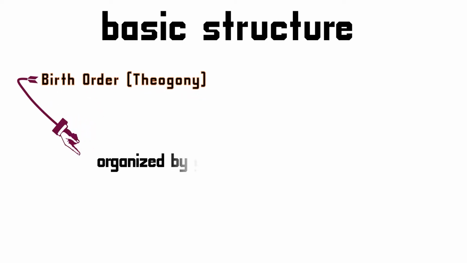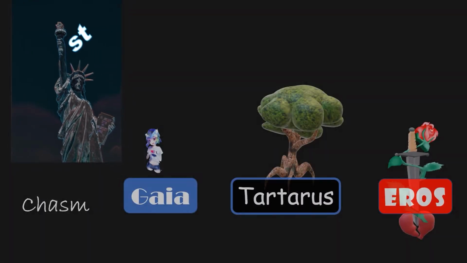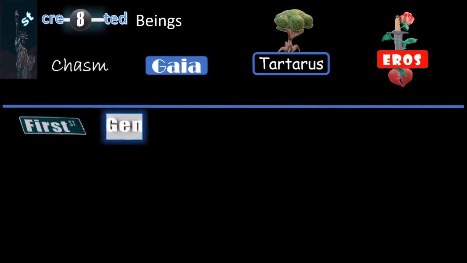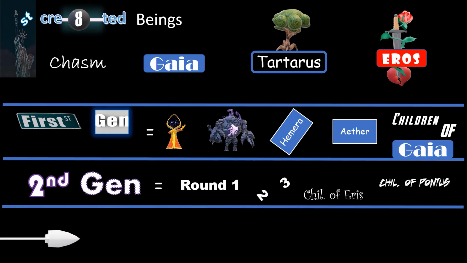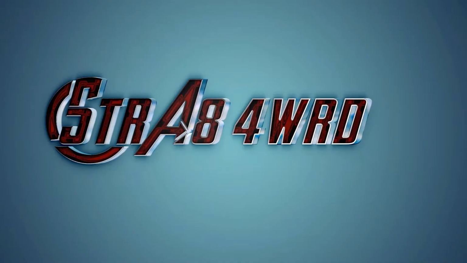The way Hesiod organized the birth order of the gods was by the generation in which they were born. After the proem, we are told about the first created beings: Chasm, Gaia, Tartarus, and Eros, all of whom collectively are called the primordial gods. Then we are told about their kids, starting with the ones who formed the first generation, then the second, and the third, and so on. Everything is given to us in a very linear, straightforward, and upfront way.